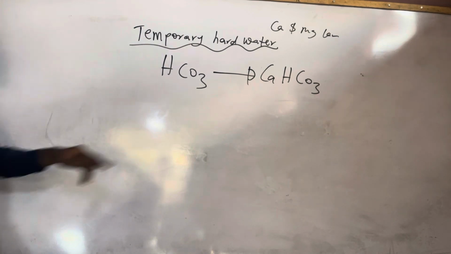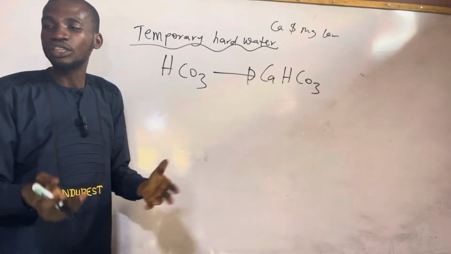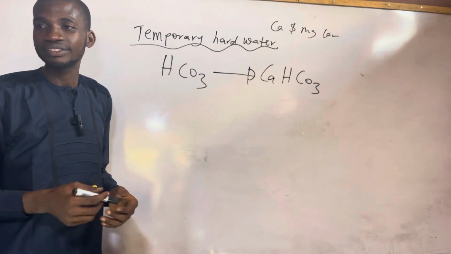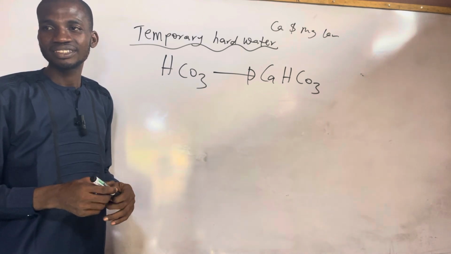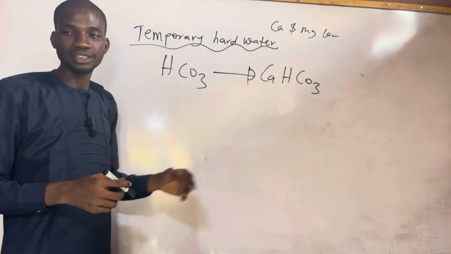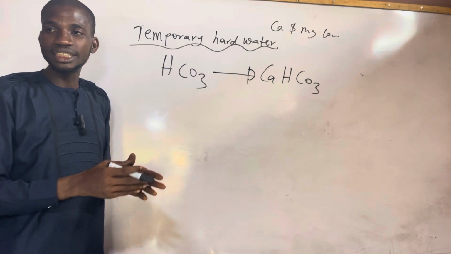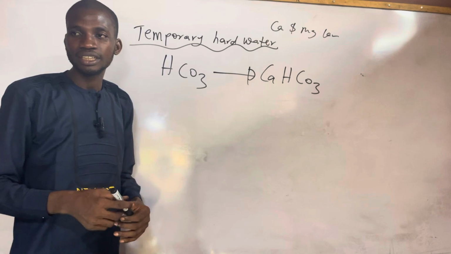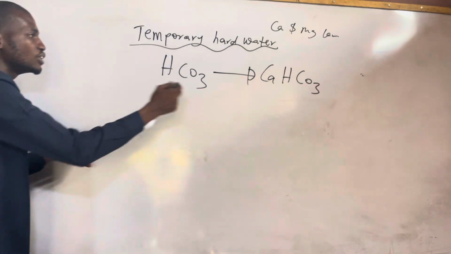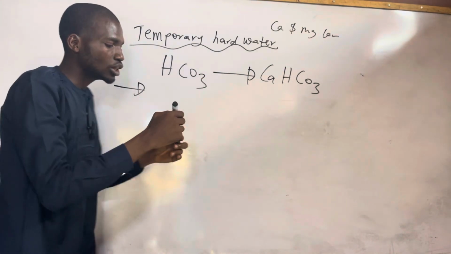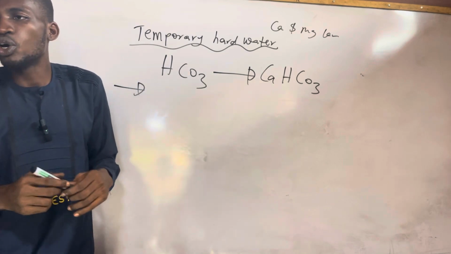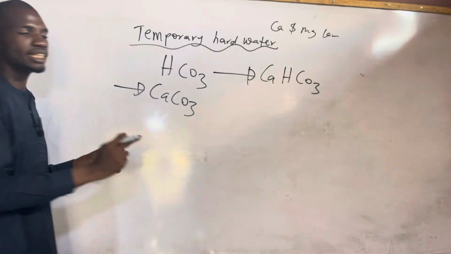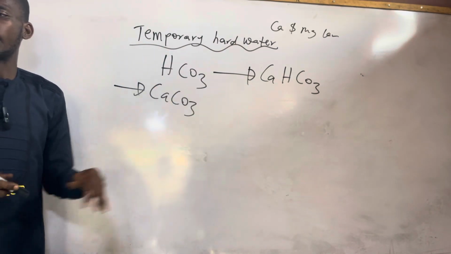What can you use to break this thing down? There are things that you can use. You can boil it. If you boil or heat it, it will form calcium trioxocarbonate and water. You understand? Removing this means you want to form calcium trioxocarbonate that is not soluble in water. If you form this, you have settled temporal hard water.